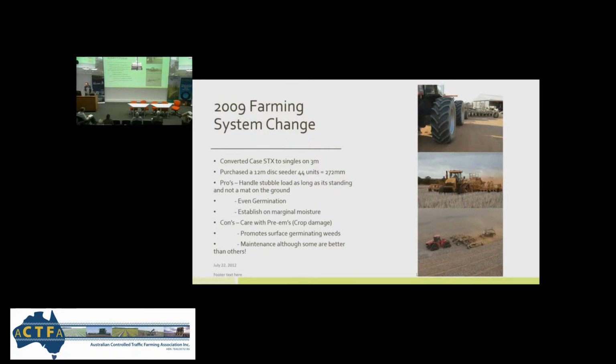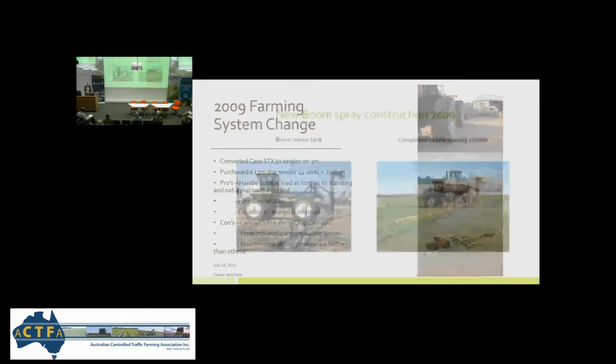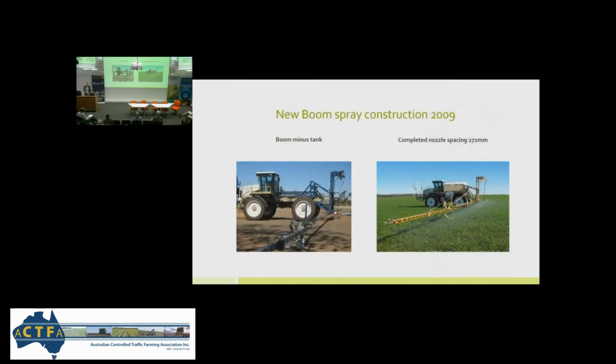So our row spacing with the disc is 272 mil, 44 units on 12 metres, mainly for stubble. We didn't need the wider row. We can sow into a narrow row spacing for cover purposes. We also decided to build our own boom spray in 2009, which we still use today. There were about 800 workshop hours building that thing. At the time we were really happy with the Vector platform, and going through the droughts we were a little bit cash strapped, so we saved a little money. And the nozzle spacing is the same as our row spacing.